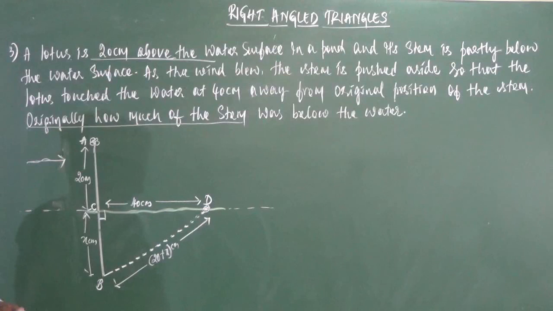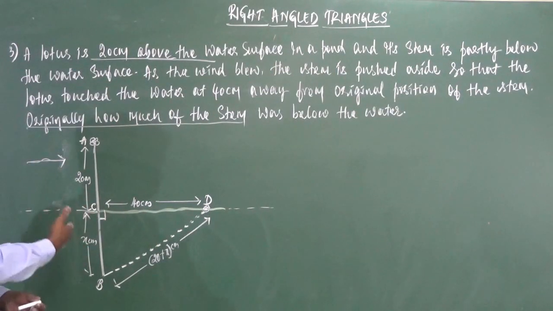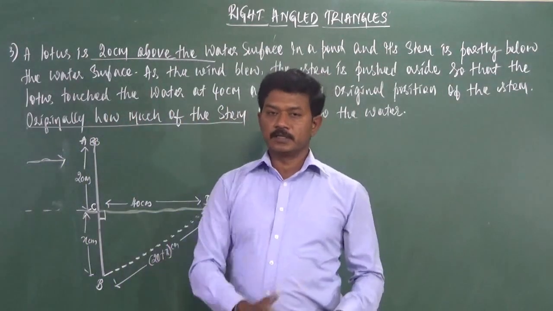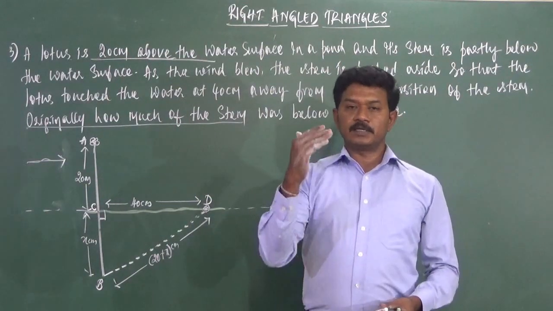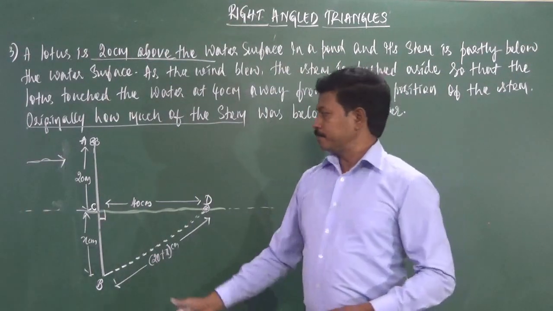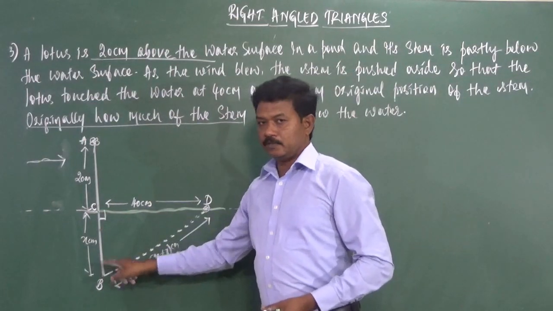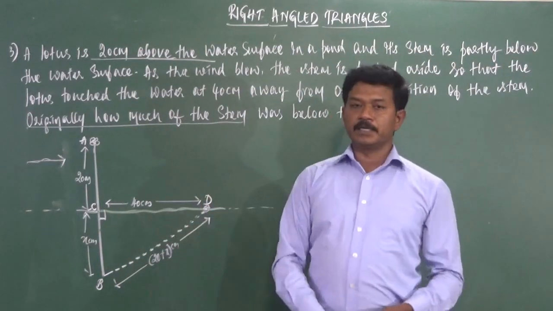So you are going to get the answer. Where you are going to cancel x square and x square, that will result in a linear equation in one variable. So solve the linear equation, and you are going to get the value for x. That x will be the length of the stem originally, which was below the surface of the water, right? So here these are the three very important application problems.